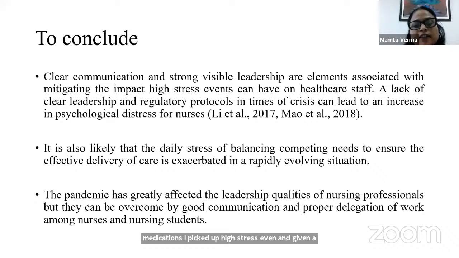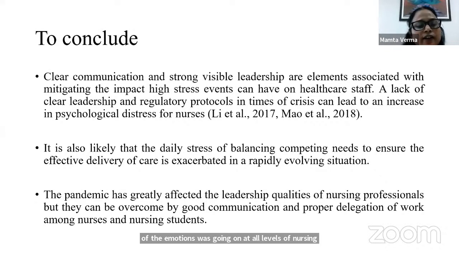It is likely that the daily stress of balancing competing needs to ensure effective delivery of care is exhibited in rapidly evolving situations. It was a rapid transition. Sometimes staff were getting frustrated, and later, after they fought or exchanged heated arguments, they understood that they had behaved badly. So there was a rapid transition of emotions going on at all levels of nursing professionals.